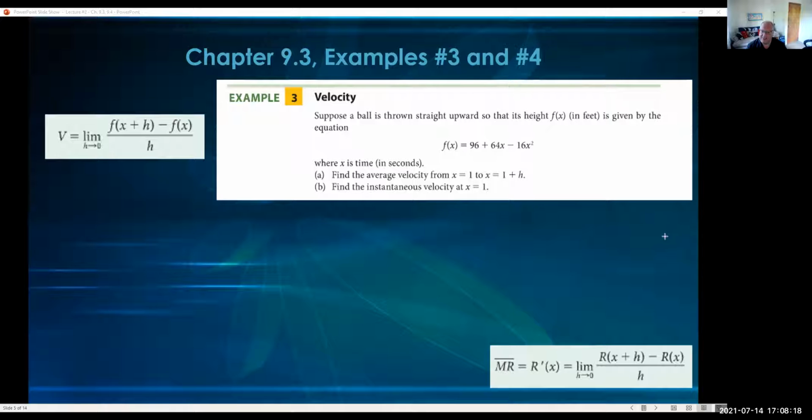So what they're trying to do is have you find the average velocity going from the one to the other, which is basically just the numerator, and then divide. And then they want you to find the instantaneous velocity at x equals 1. So how do we figure that out? Well, here's what we're going to do. We're going to take that formula and use f of x, and see if we can make heads or tails of that formula.